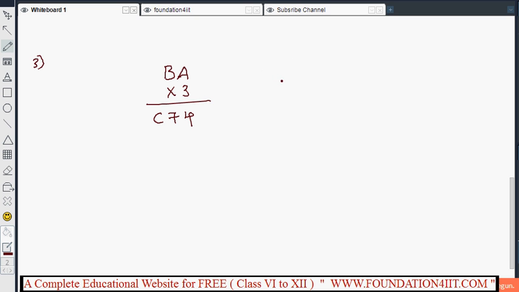So 3 into dash is equal to 4. Okay, 3 into a single digit, you just need to carry over. 3 into 8 is equal to 24. So this 8 is a chance for a. Now 24, so 2 we can carry over. So a is equal to 8, and we'll carry over 2.